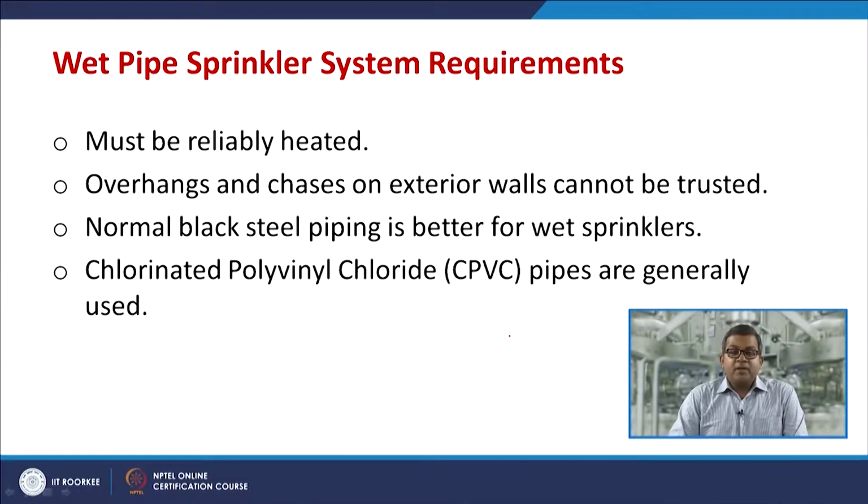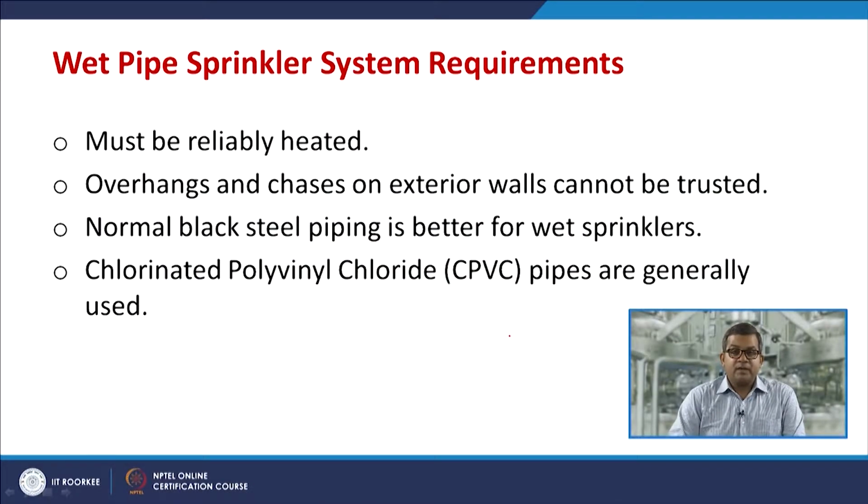Now there are certain requirements which are attributed to the wet pipe sprinkler system. They must be reliably heated, and proper heating control must be there so that they can work efficiently. Overhangs and chases on the exterior walls cannot be trusted because of application of heat or repeated use. Sometimes they are not reliable. So that's why you have to take care of all these aspects.